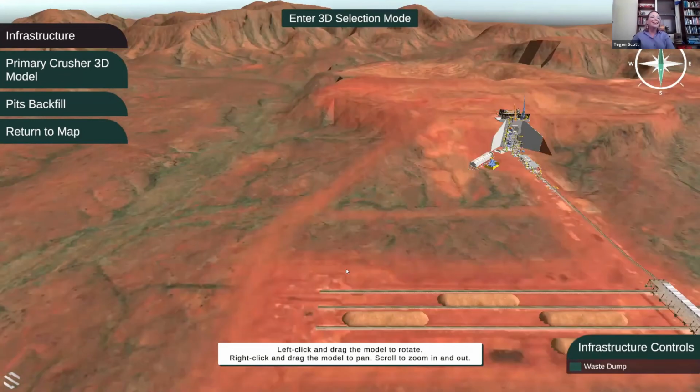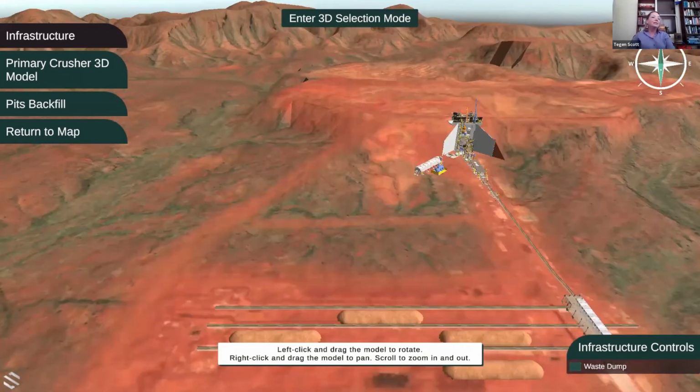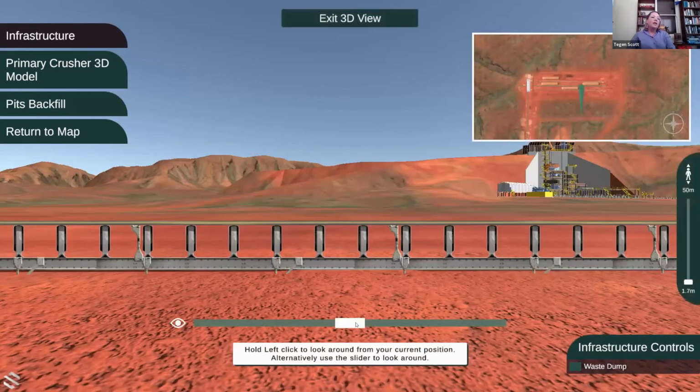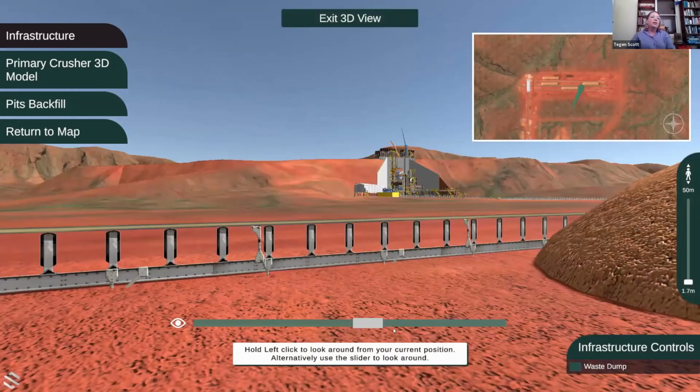Apologies, this has just been set up. So this will give you vantage of a number of different areas.